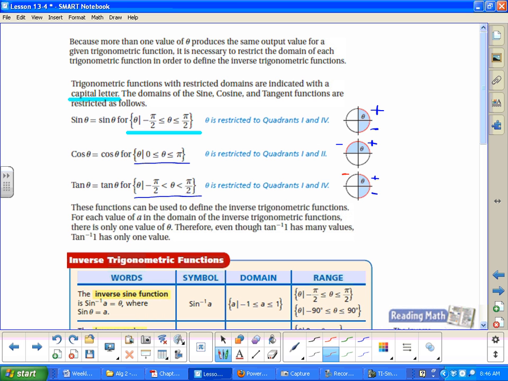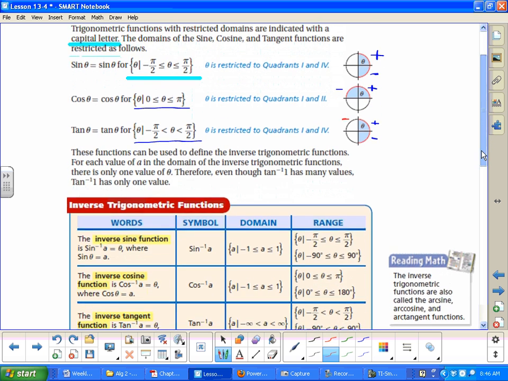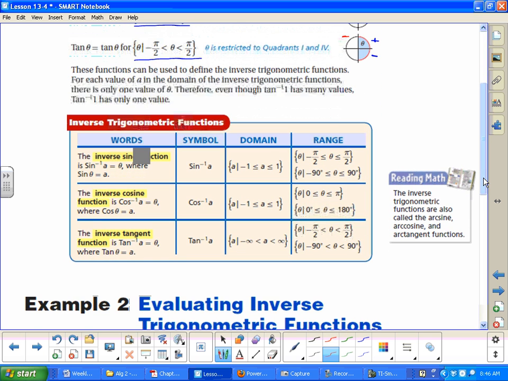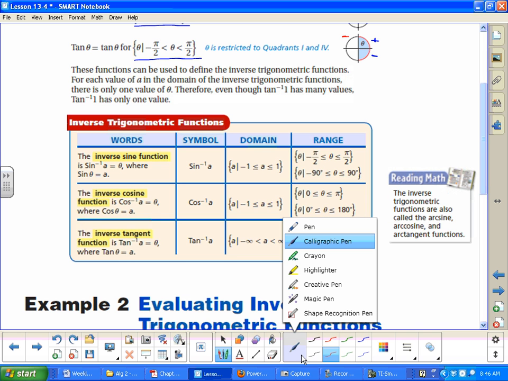So these functions can be used to define the inverse trig functions for each value of a in the domain. There's only one value of theta then. So there's only one possible answer. And so what this is going to cause us to do is a little tweaking to our unit circle. Just a little tweak to it. All right, so here we have these inverse trig functions, here's a chart that we'll be looking at.